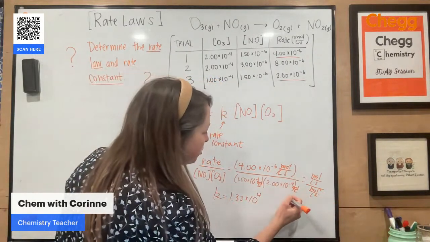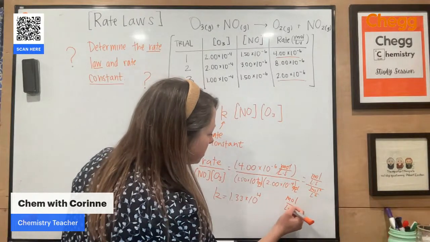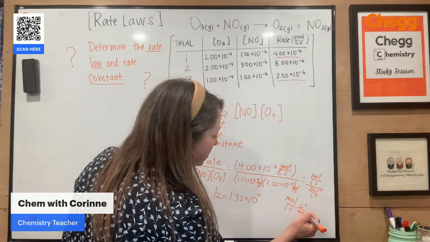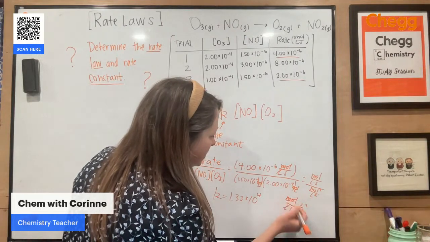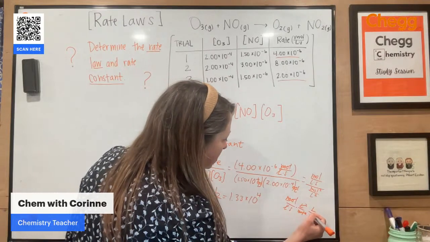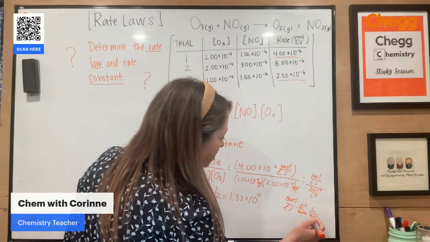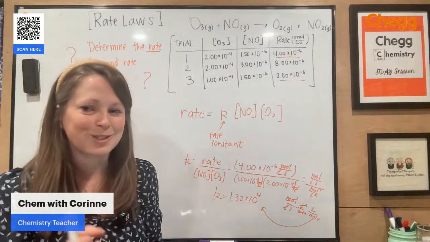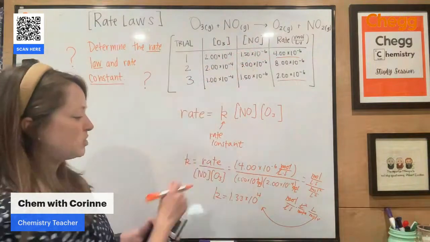So really, when I do the algebra, I'm going to end up multiplying by liters squared over moles squared. I'm going to cross these out, and I'm going to end up with liters per mole per second. And those are my units for the rate constant. I'd say that is the trickiest part, because you are literally just plugging and chugging, right?